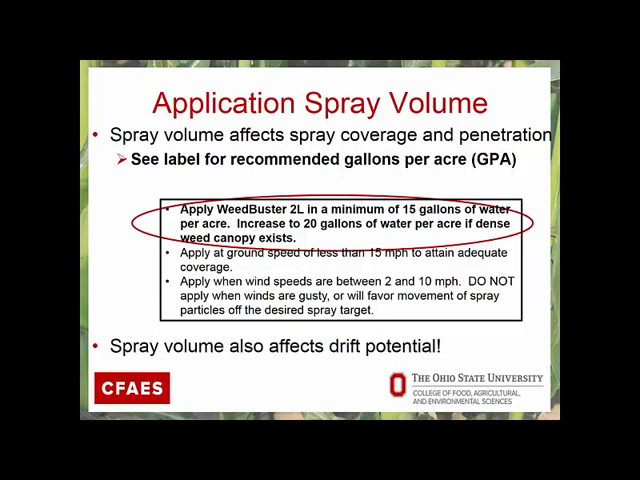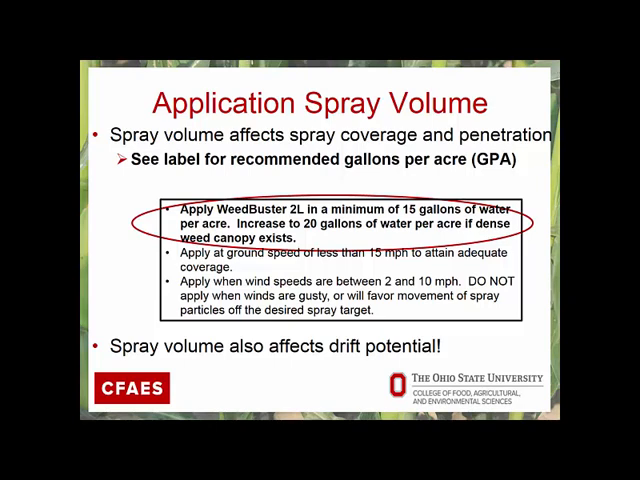But it's also important to follow the pesticide product labels and look at the ranges that they recommend for your spray volume. Looking at the example on this page of Weed Buster, this particular example comes from a contact herbicide with a relatively high gallons per acre that is necessary to ensure adequate coverage. And it says apply Weed Buster 2L in a minimum of 15 gallons of water per acre. Increase to 20 gallons of water per acre if there is a dense weed canopy.